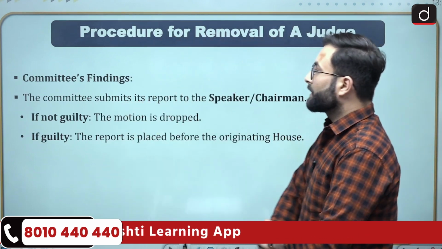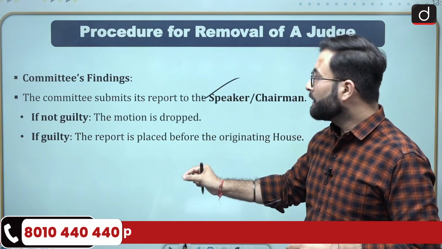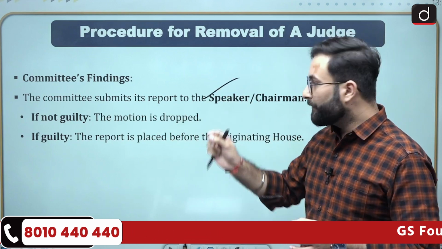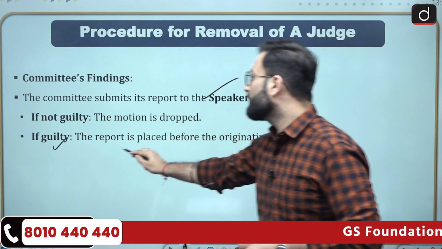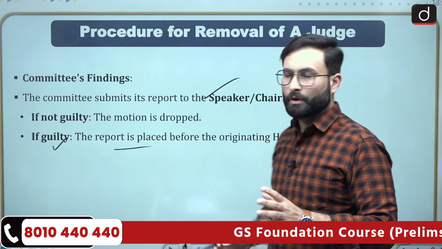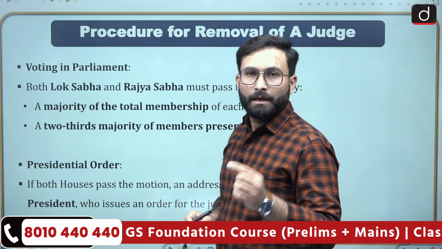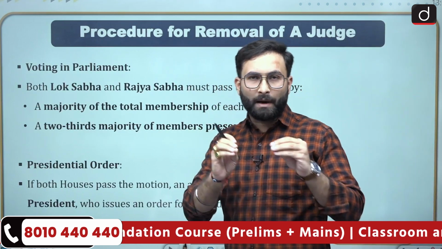So here you can see the committee submits its report to the speaker or the chairman. If not found guilty, the motion will be dropped. If the judge is found guilty, then it will be placed before the houses of the parliament for the voting. Okay. Now here you can see voting in the parliament. In both Lok Sabha and Rajya Sabha, it will be passed separately.